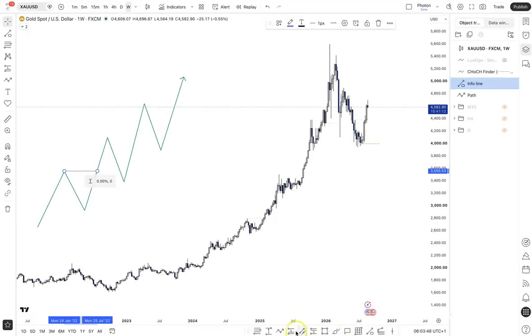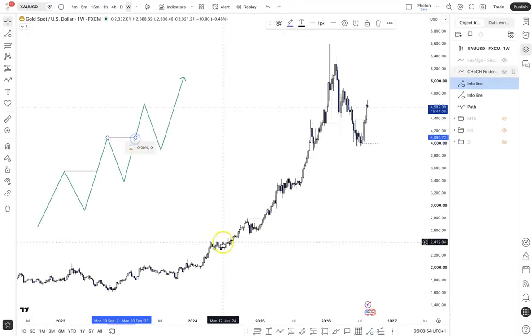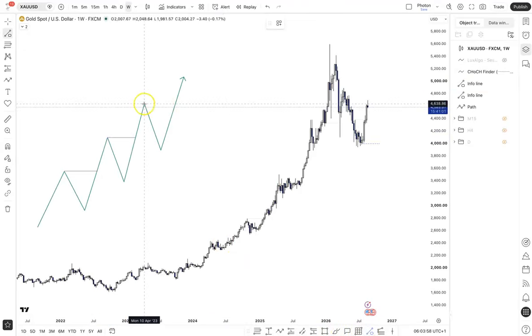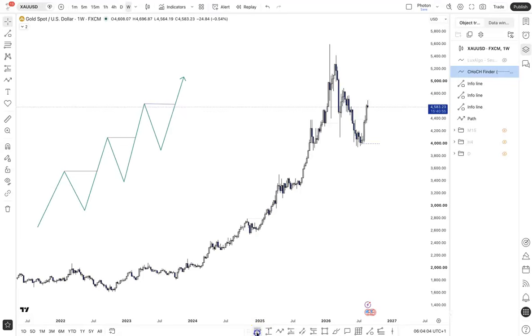So again, if I just mark these higher highs and higher lows, this is where we are. This is a break in market structure, and again this is a break in market structure, and after a break in market structure we can expect a pullback to happen. And generally the pullback we expect it to be at least 50% or more.